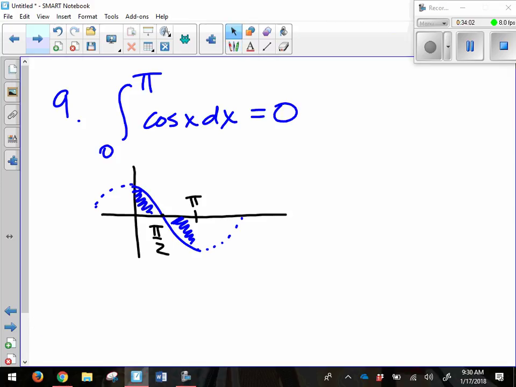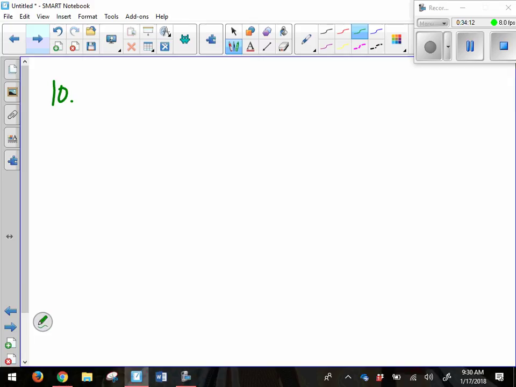Okay. We good? And number 10 says suppose we have any constant k, a positive number, and we're going to take the integral from negative k to positive k of sine x dx. We just talked about this. What is that going to be equal to? 0. Okay, because why?